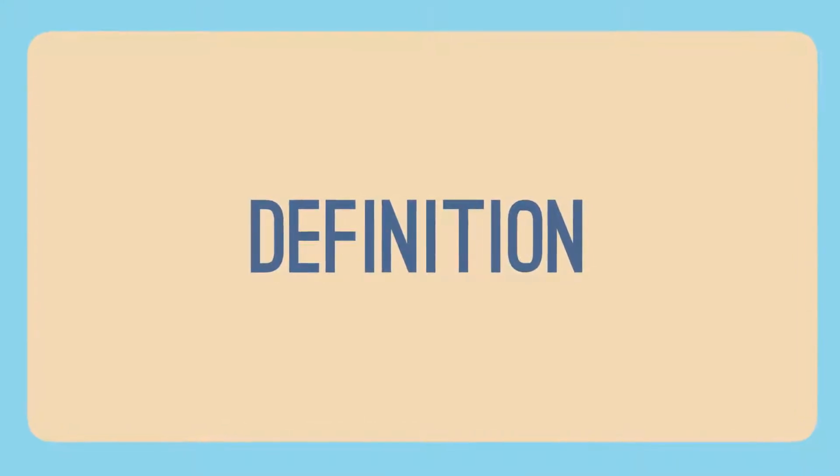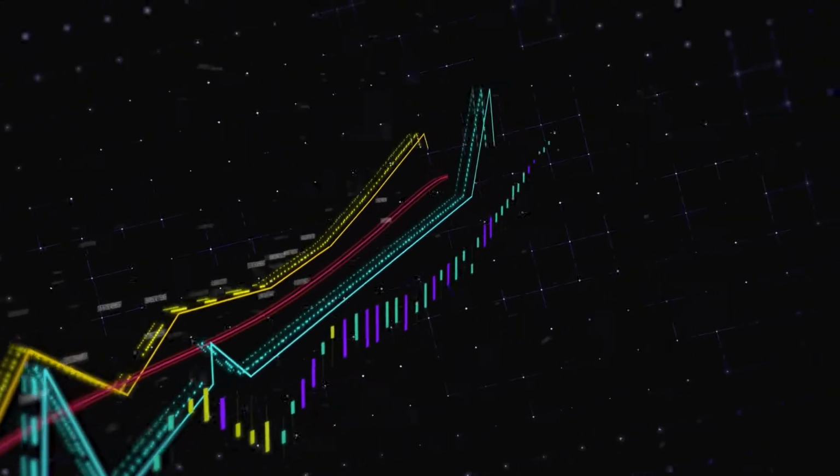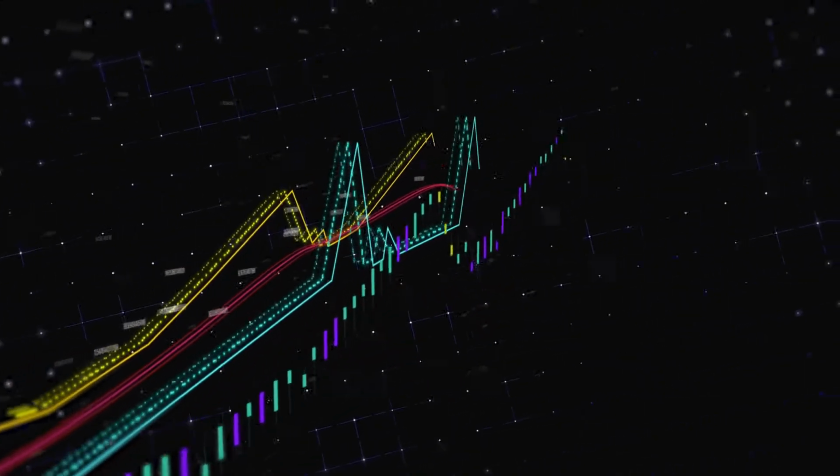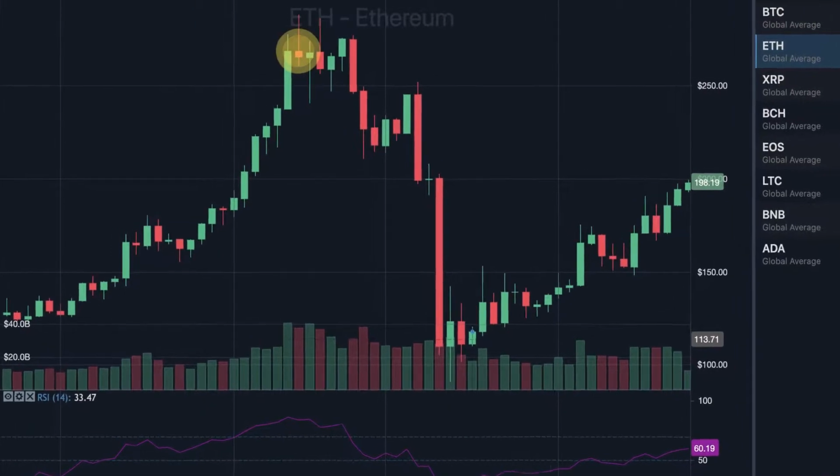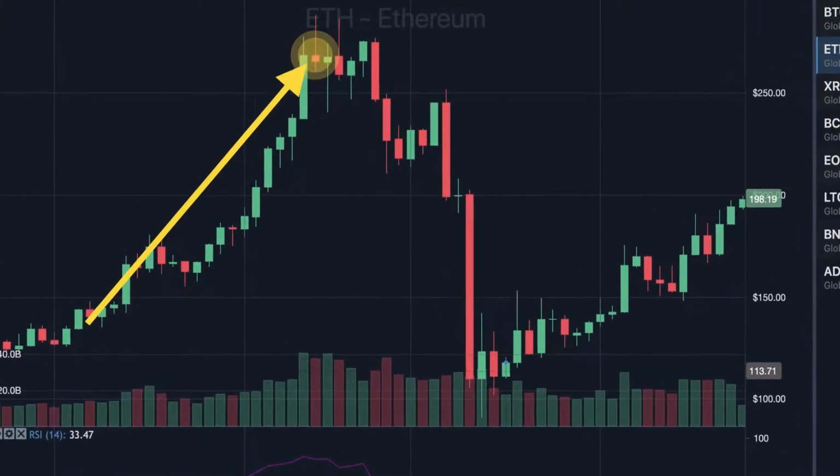Definition: a shooting star candlestick pattern is a popular charting technique used in trading. It is a single-candle bearish reversal pattern which is formed after an advancement in price. The shooting star candlestick pattern indicates the market turning from a bullish to a bearish trend.